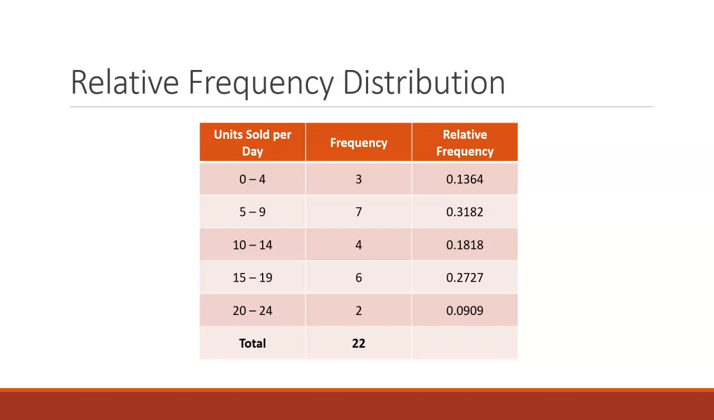So just looking at it quickly, we can see, okay, about 32% of the time, we sell between 5 and 9 units. About 9% of the time, we sell between 20 and 24 units. Right? So that's what these relative frequencies are going to be telling us here. And if we add up all of those decimals, all of those relative frequencies, we get 1.